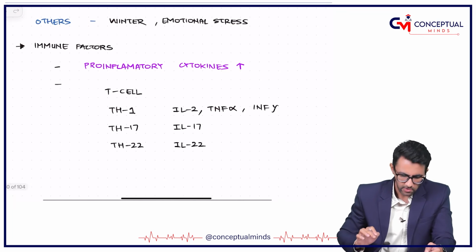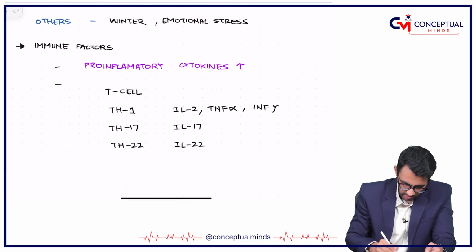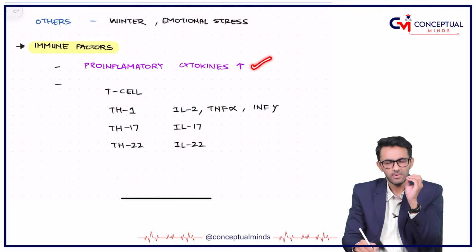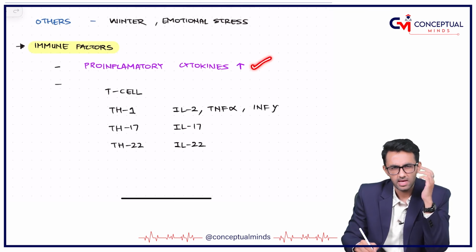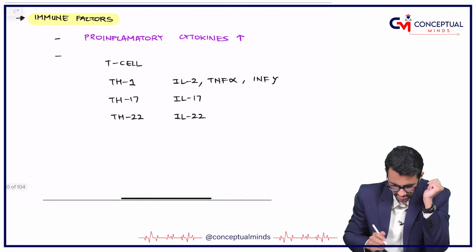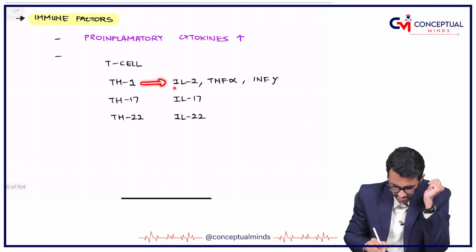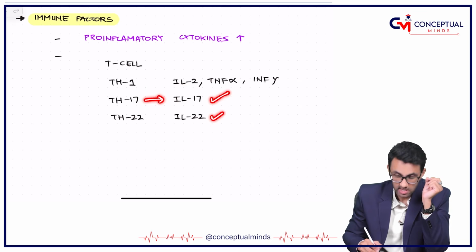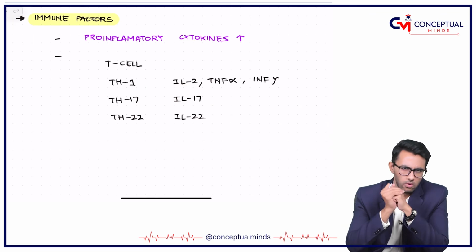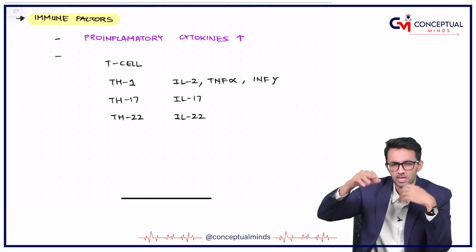Now the immune factors, which we spoke about earlier as well. I just want to highlight this once again. The pro-inflammatory cytokines are being stimulated by the immune system. The T cell being stimulated is the Th1, and interleukin 2, TNF alpha and interferon gamma are being made. Th17 is making interleukin 17, and likewise interleukin 22 is made. All of this is proliferating the basal keratinocytes. I hope you can link up all the story.